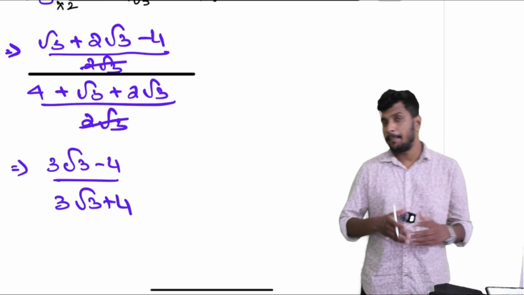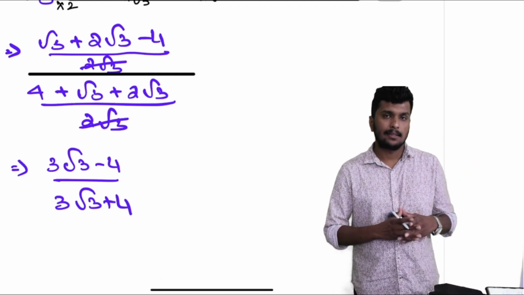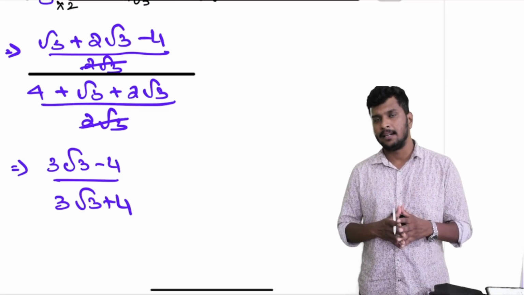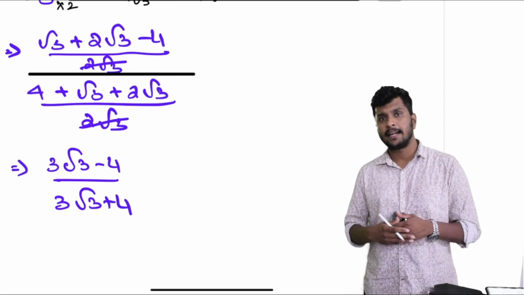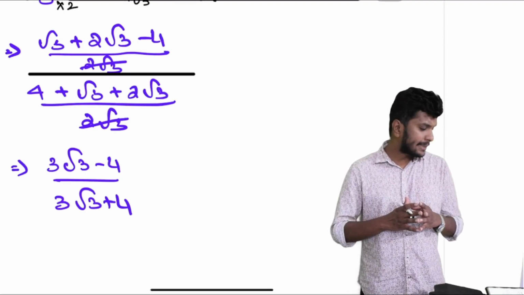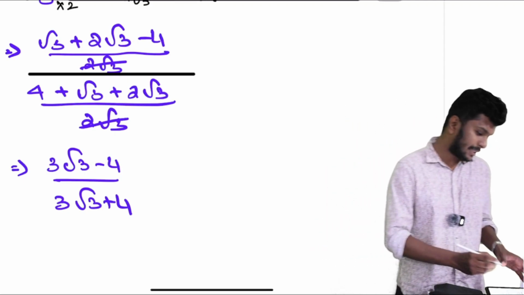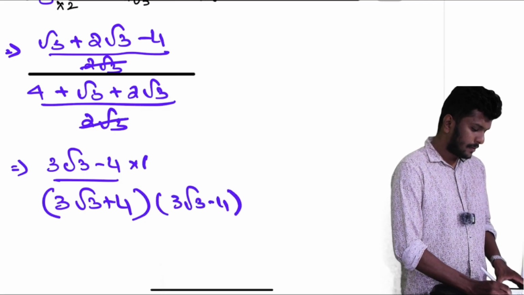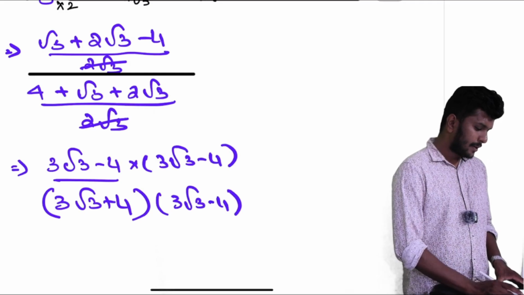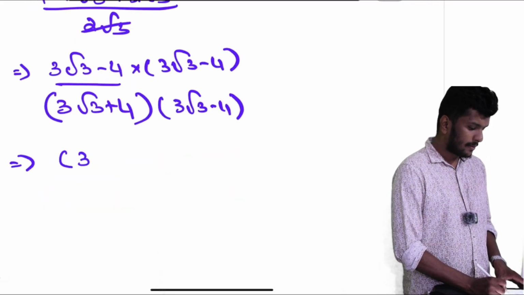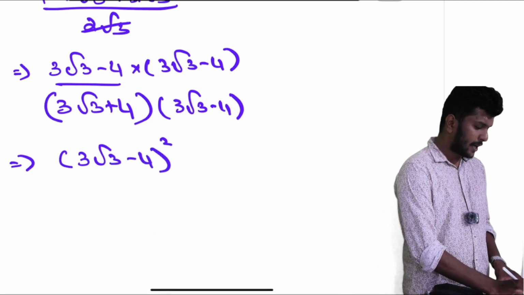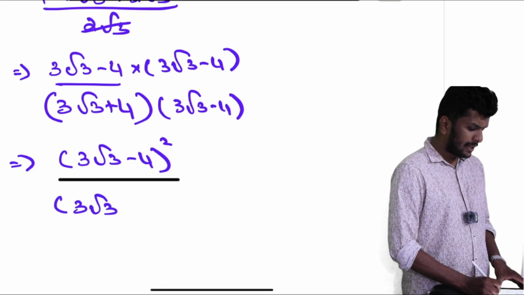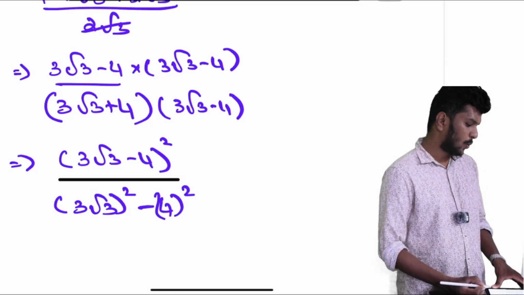The common mistake every student makes here is they just keep the answer as it is, but it's not completely simplified, because in the denominator of this fraction we have an irrational term. In class 9th number system we learned, if you have an irrational term in the denominator, you have to rationalize it first. So multiply with 3 root 3 minus 4 on both, giving 3 root 3 minus 4 the whole square divided by, using a plus b into a minus b, 3 root 3 the whole square minus 4 the whole square.